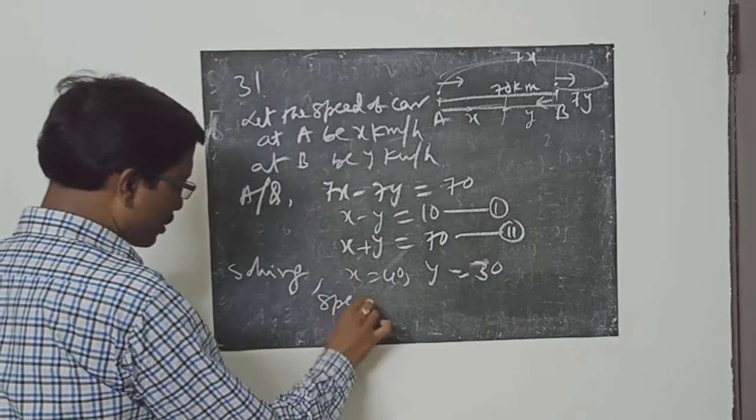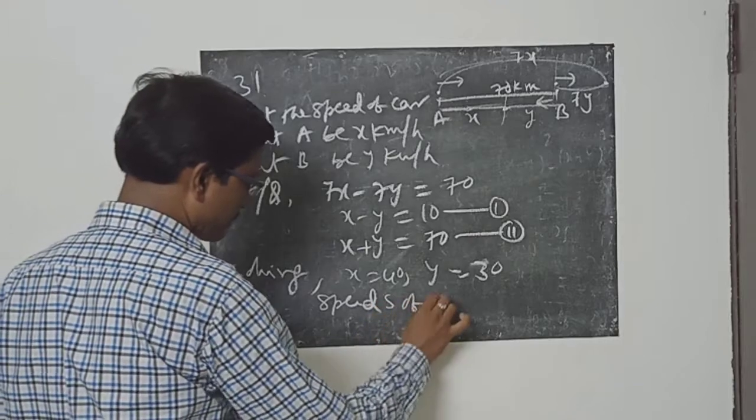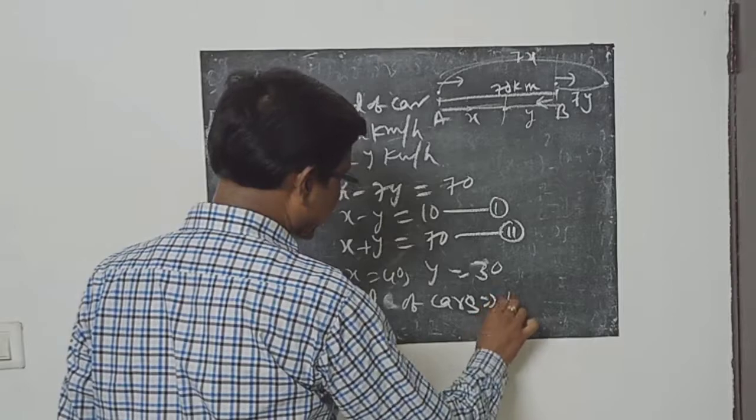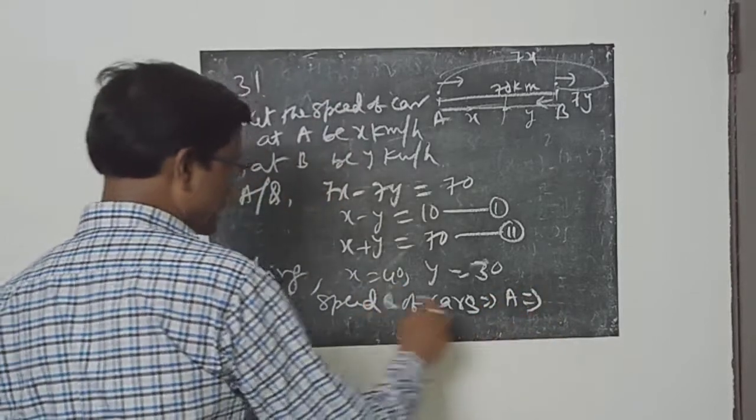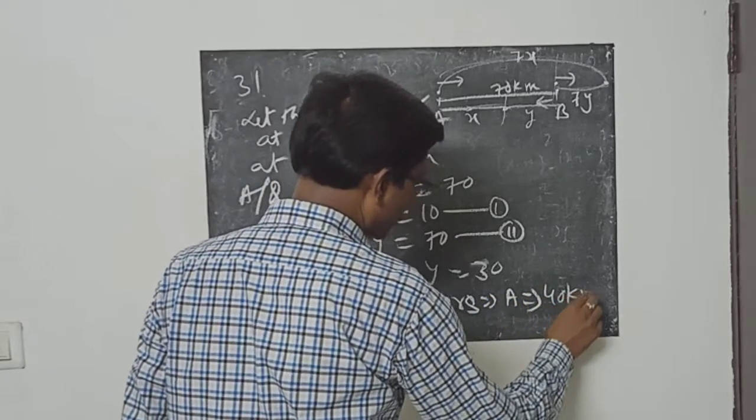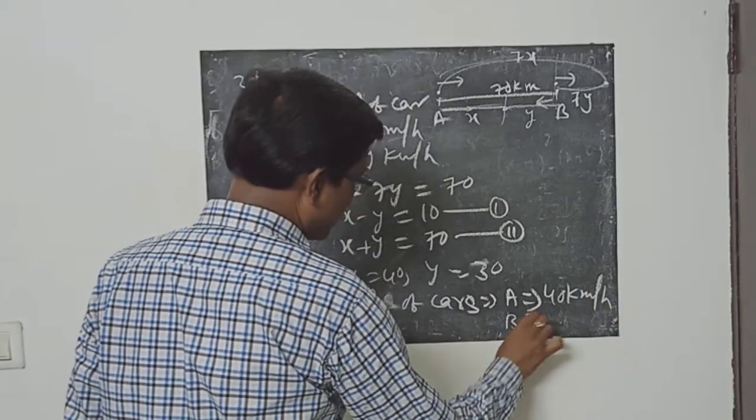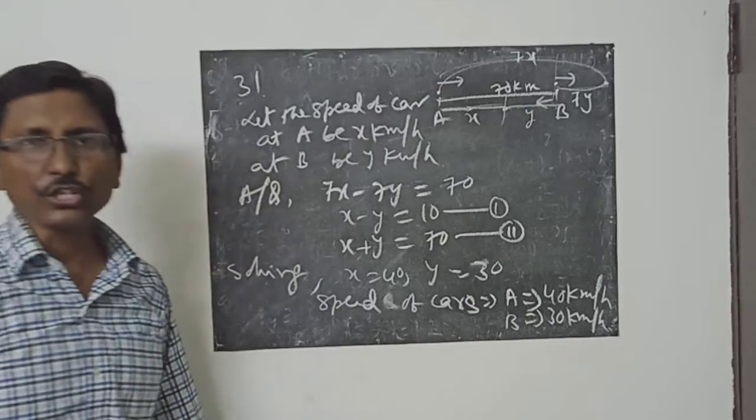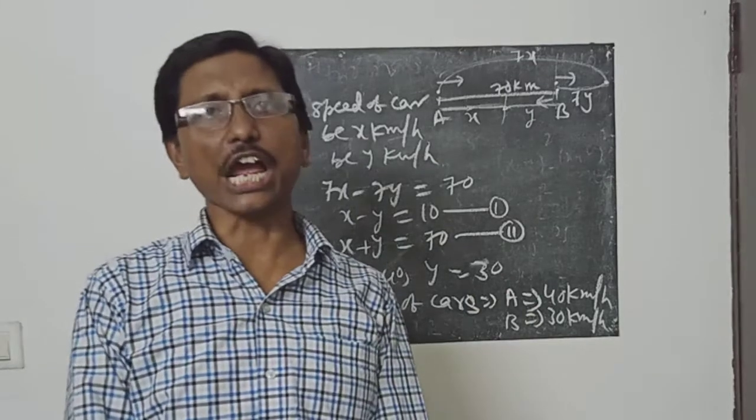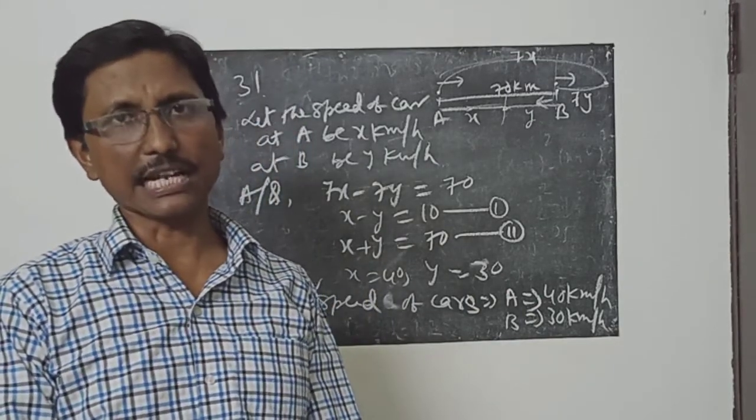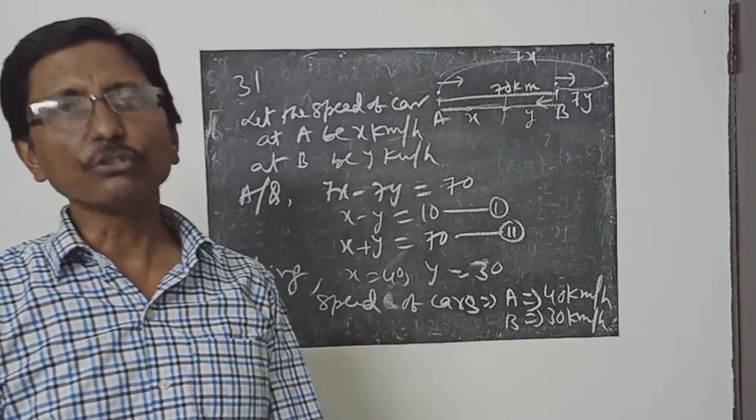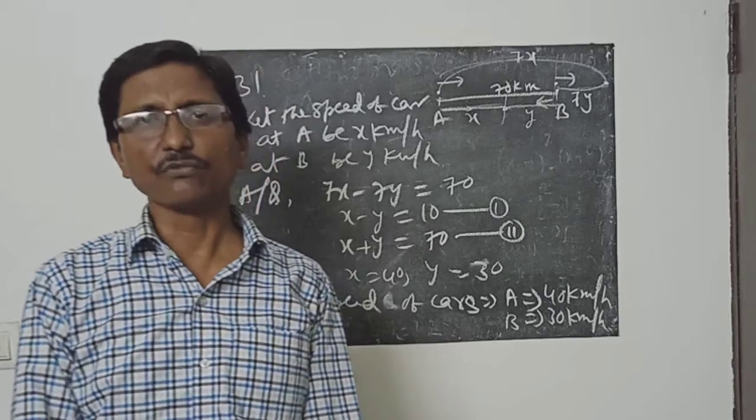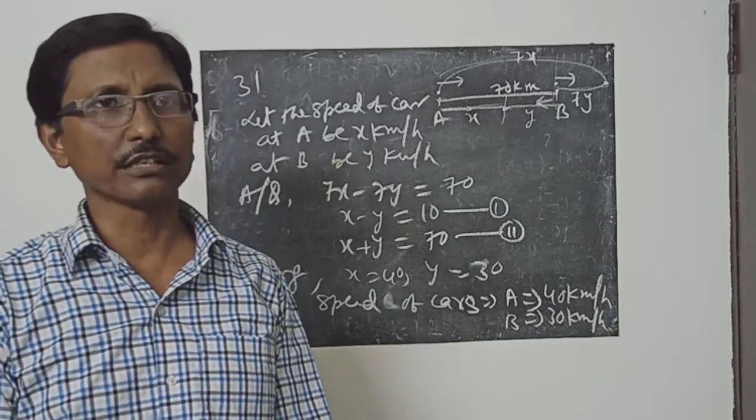Therefore the speeds of the cars: at A it will be x, that means 40 km per hour, and at B it will be 30 km per hour. In this way, speed, distance, time problems are covered like this. Now, with speed and distance, another type of question you are also having, for the steamer or boat like that.